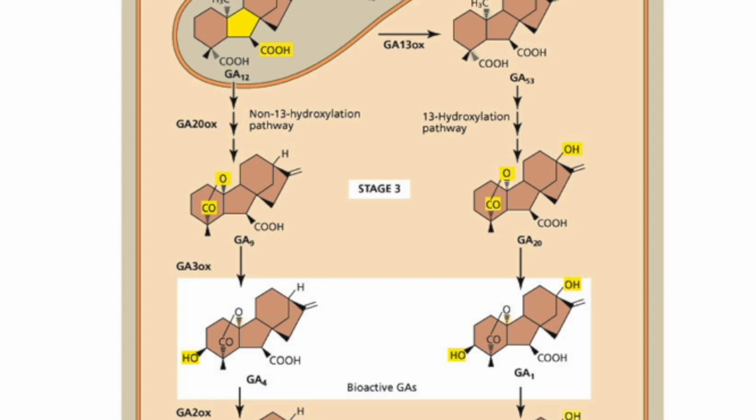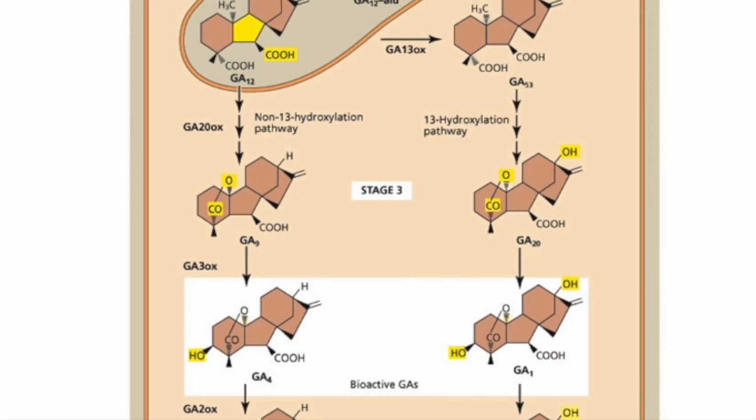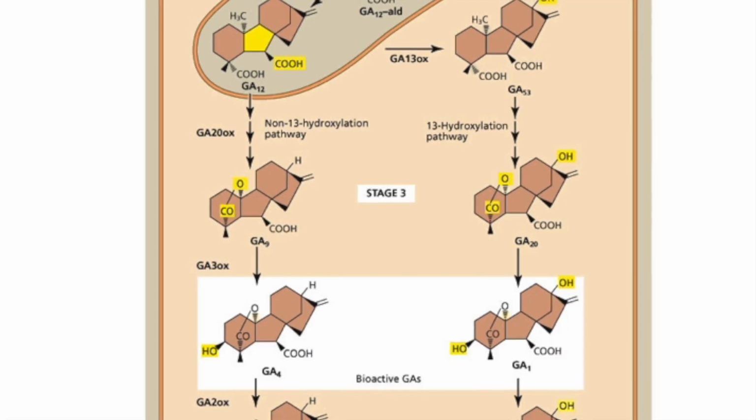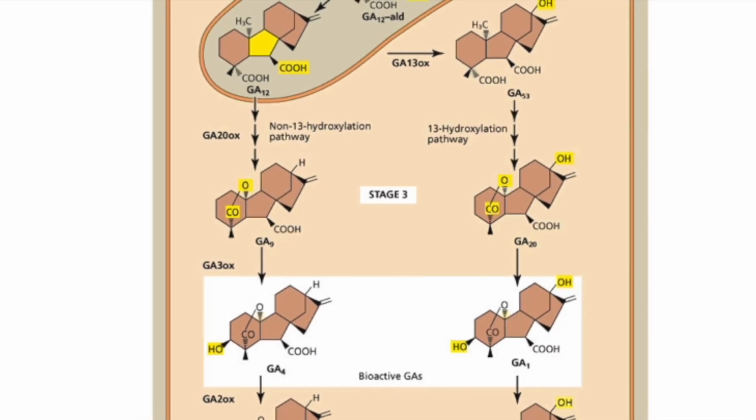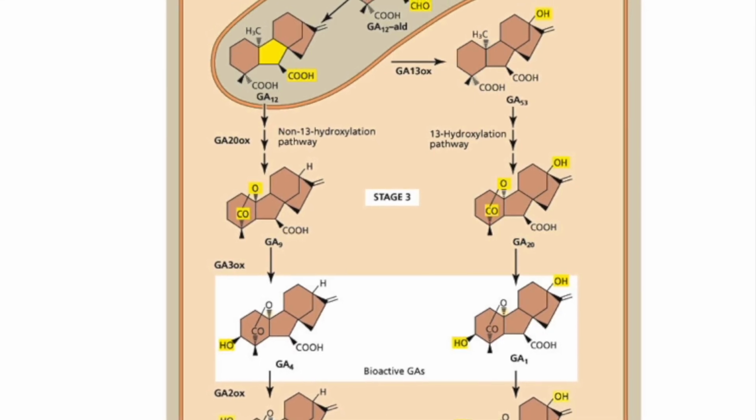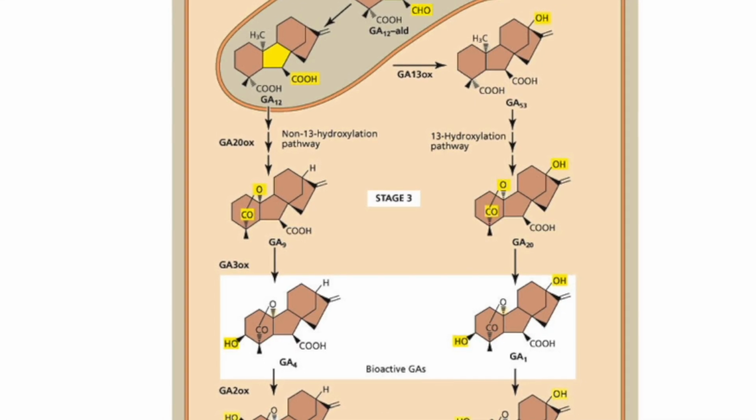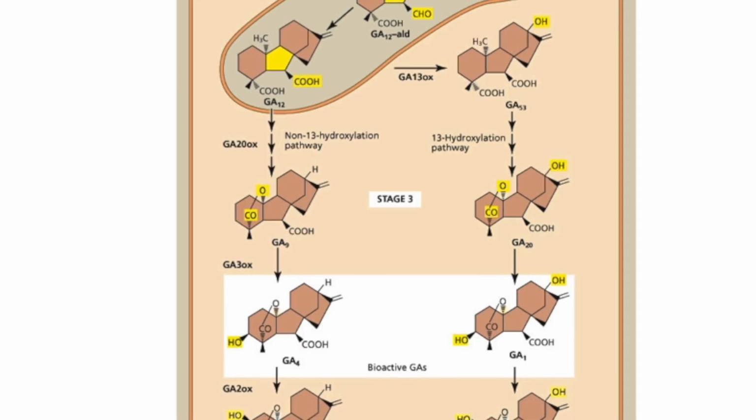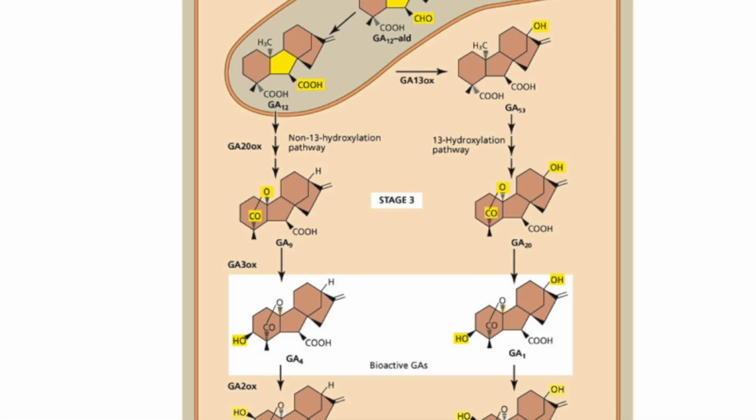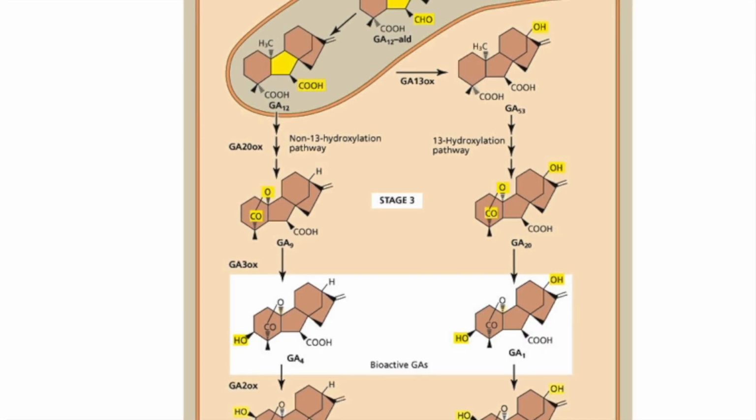A 13 hydroxylation step converts GA12 to GA53, initiating the production of the active GAs through additional oxidation steps by GA20 oxidases and GA3 oxidases. These steps ultimately lead to the formation of the bioactive GAs GA4 and GA1.